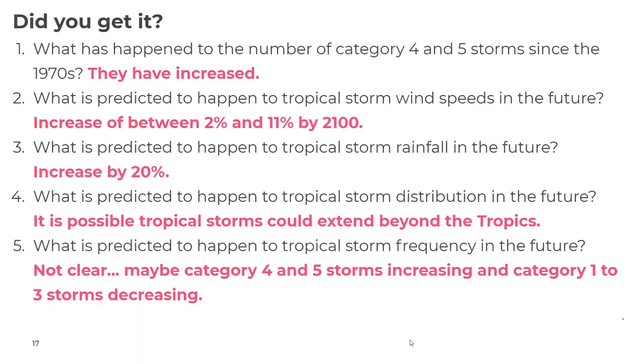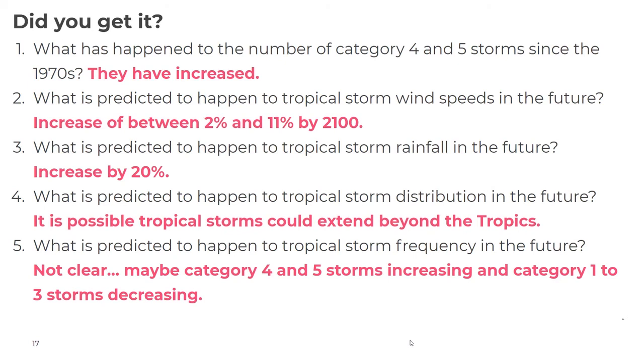So we're now ready to mark our work. So please make sure that you've got a different colour pen so that you can tick your answer if it's correct, and you can make any adjustments or changes if you need to. So question 1, what has happened to the number of Category 4 and 5 storms since the 1970s? They have increased. Number 2, what is predicted to happen to tropical storm wind speeds in the future? So the prediction is there'll be an increase of between 2% and 11% by 2100.